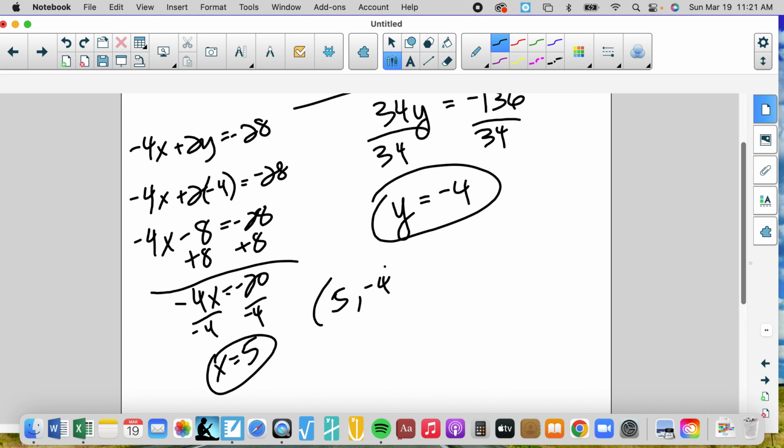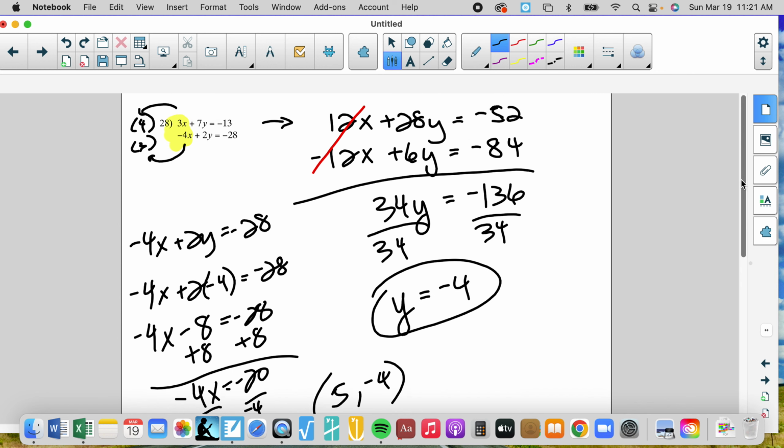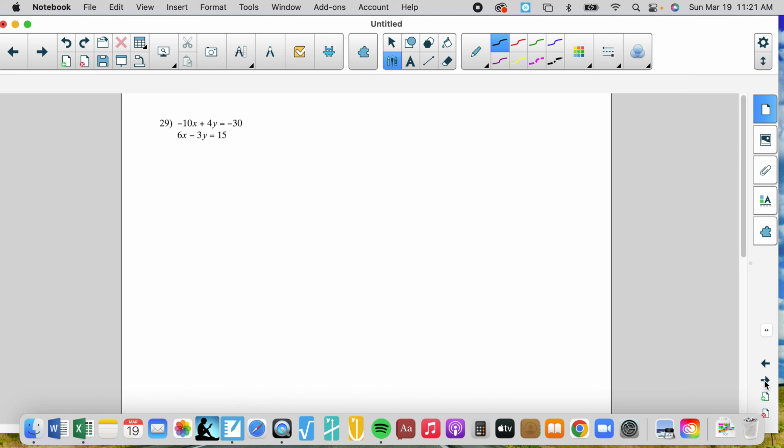5, negative 4. Go in and test it. I'm going to test the top equation. 3 times 5 is 15. 7 times negative 4 is negative 28. Negative 28 and 15 gives me negative 13. And that does check correctly. 5, negative 4. Again, so this one's okay.